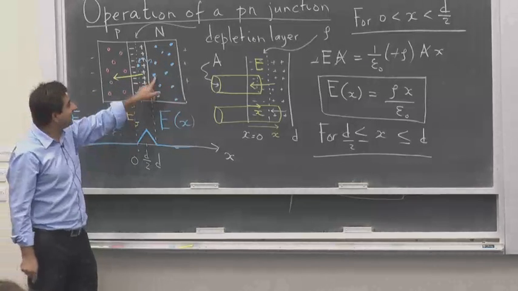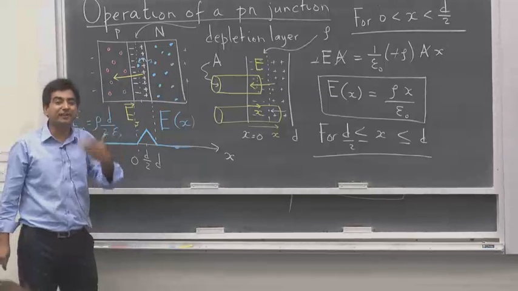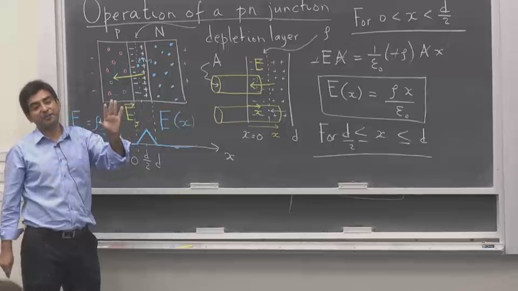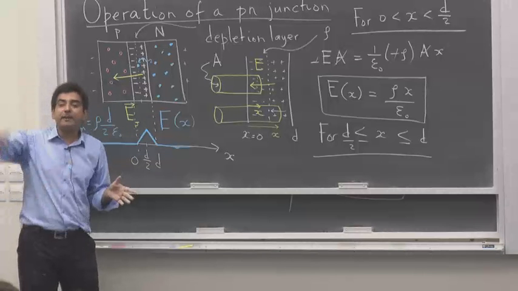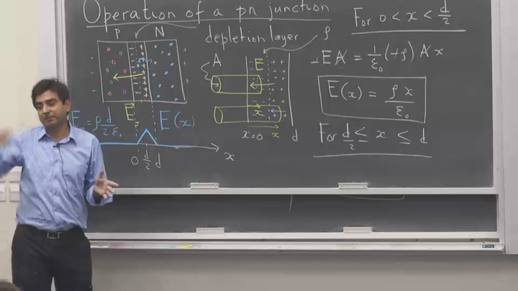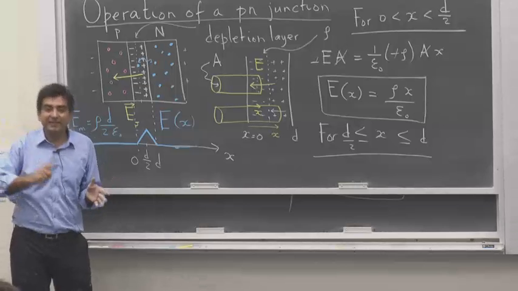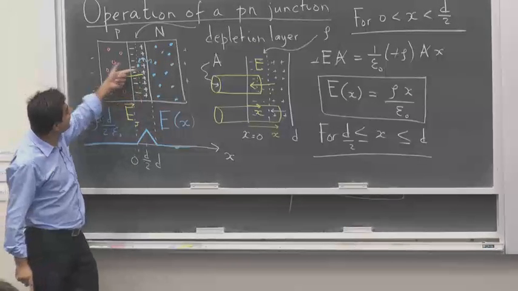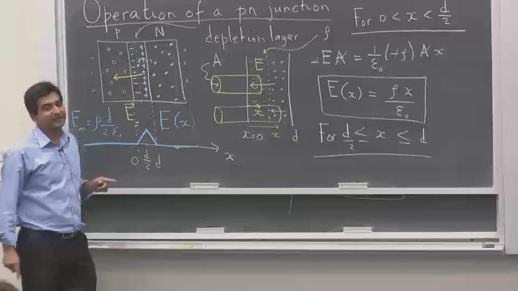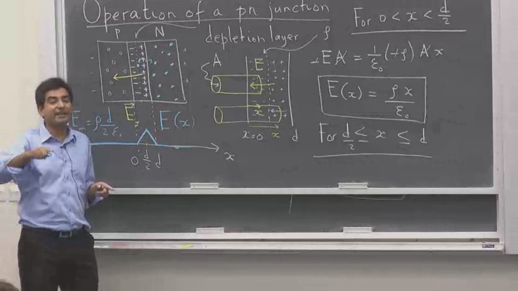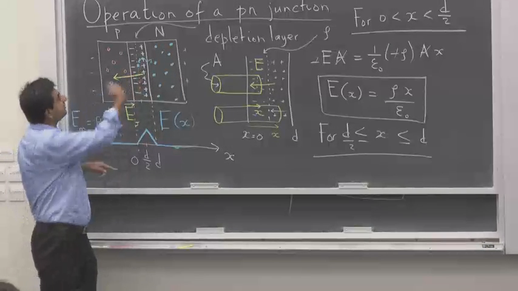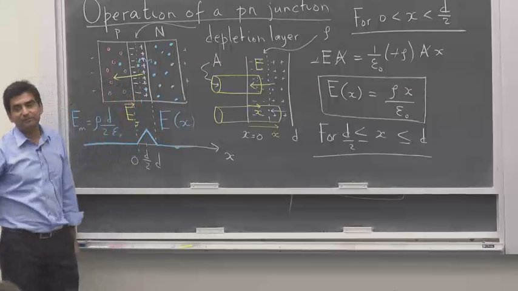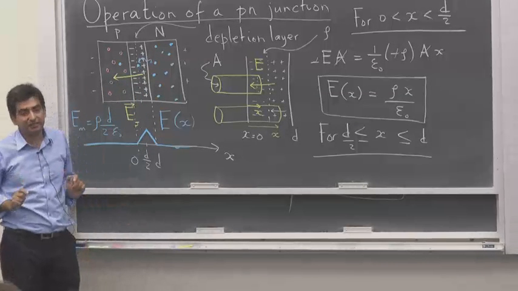However, if this electron has enough initial kinetic energy, it can overcome the potential barrier, which means it can go uphill in the potential landscape. It can climb against the electric forces. The electric force here would like to make this electron come back, but it has enough initial kinetic energy that it just jumps across this barrier and lands in the p-type region. Suppose such a situation takes place.